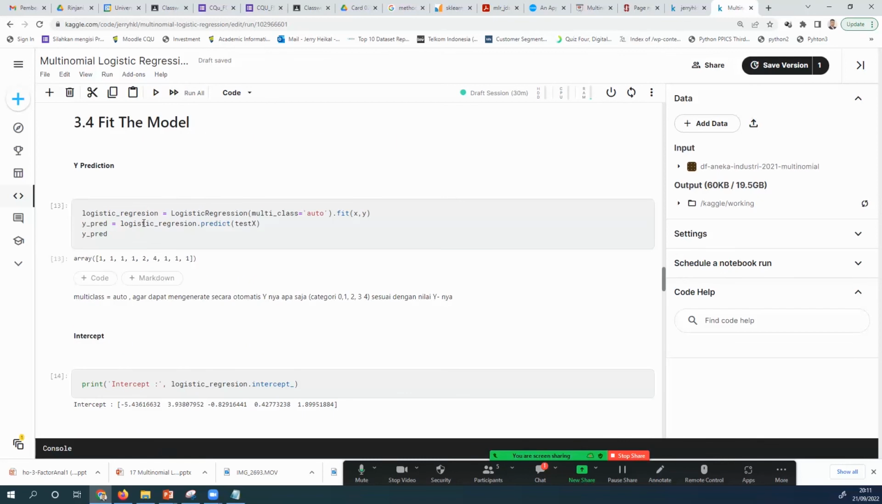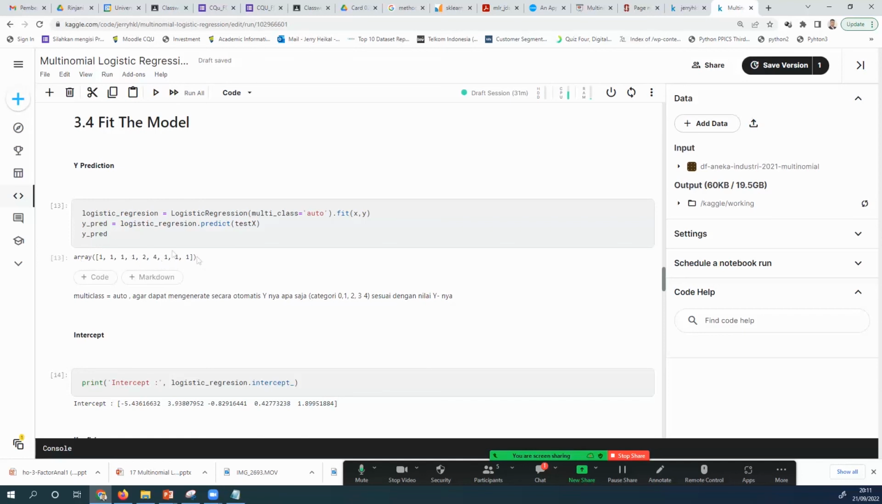Have the prediction on the testing data. We want to test the model on the testing data. Y prediction: the logistic regression is equal to logistic regression multi-class auto, fit X and Y. Then Y prediction is logistic regression dot predict on the testing data X. So what is the Y prediction using the testing data X? Y prediction is 1, 1, 1, 1, 2, 4, 1.